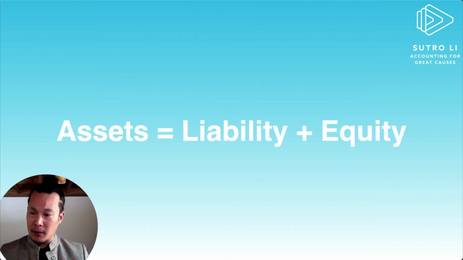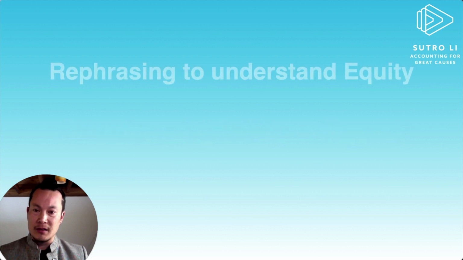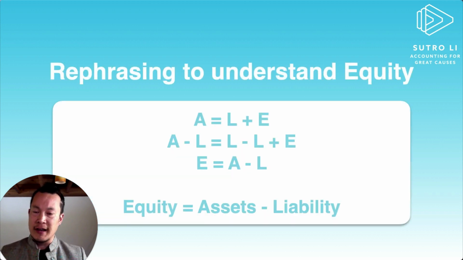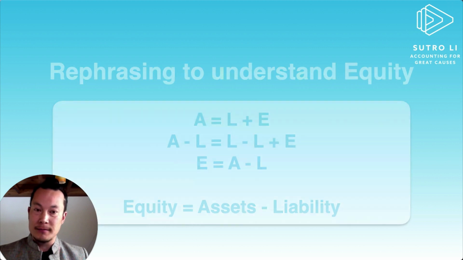I notice that equity is one of the concepts that's a little trickier for our clients to understand. There's a way of rephrasing this accounting equation to understand what equity is. So assets equals liabilities plus equity. You can take away liabilities from both sides of the equation to rephrase as equity equals assets minus liabilities. Sometimes that's a little easier to understand. Your equity is what you would have after you paid off all of your debts.